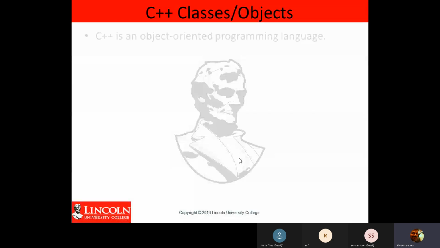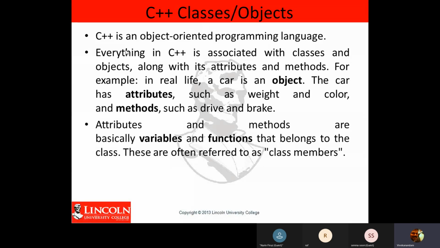Then I will show you C++ objects and everything in C++ associated with the class and the objects, along with the attributes and methods. For example, in real life, car is the object. The car has attributes. What are the attributes a car has? Weight and color, then size, length, width. Everything is called an attribute. Methods such as drive, brake, accelerator, speed. Everything is called a method.